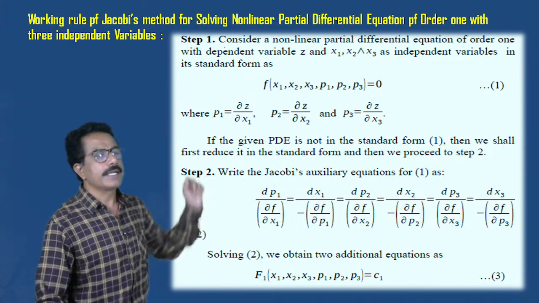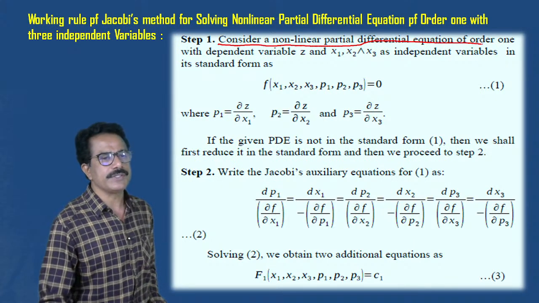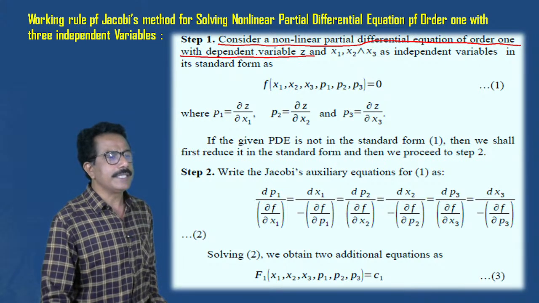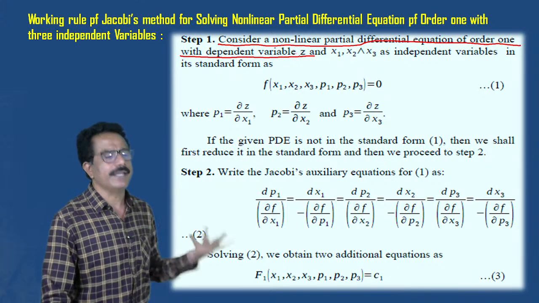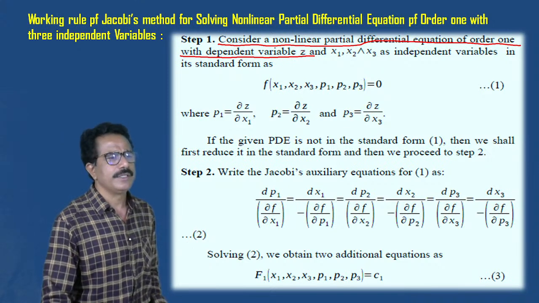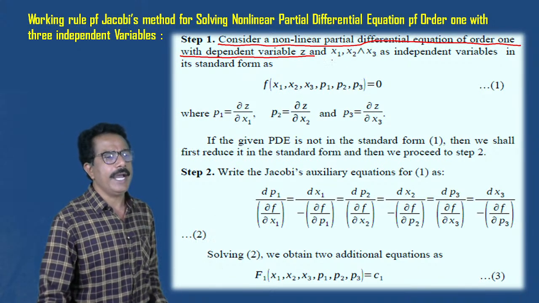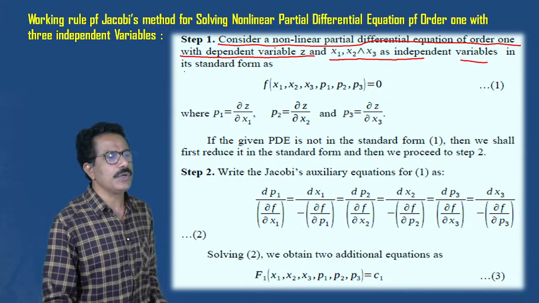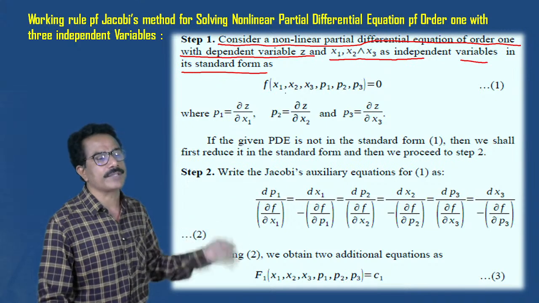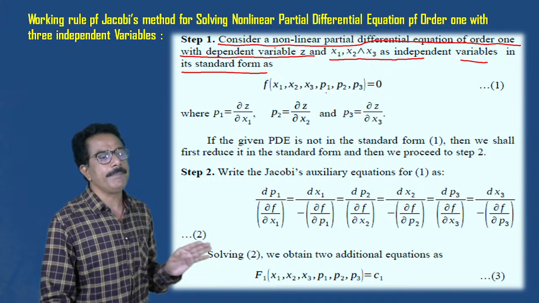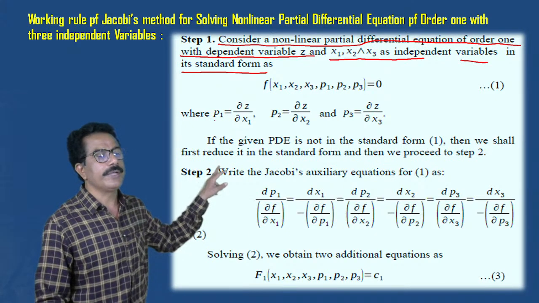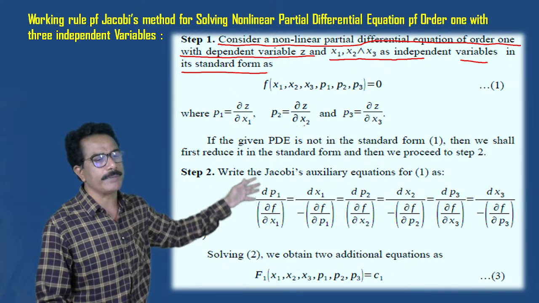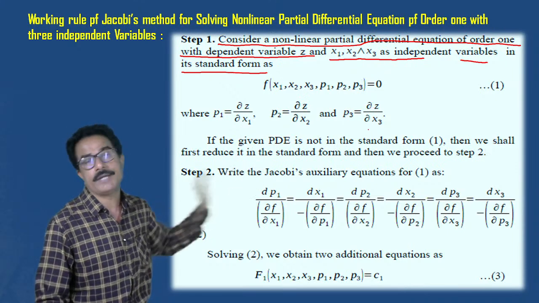See this. Consider a non-linear partial differential equation of order 1 with a dependent variable z, or we can write u, and independent variables x1, x2, x3 in this way. So it takes the standard form f of x1, x2, x3, p1, p2, p3. So we can write p1 is equal to dou z by dou x1, p2 is equal to dou z by dou x2, p3 is equal to dou z by dou x3.